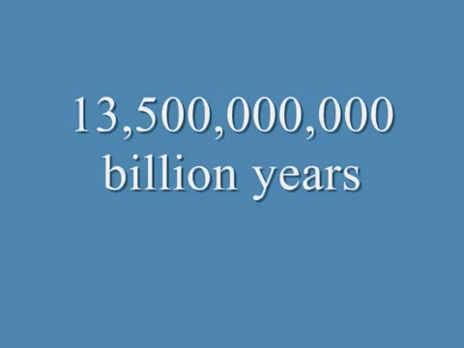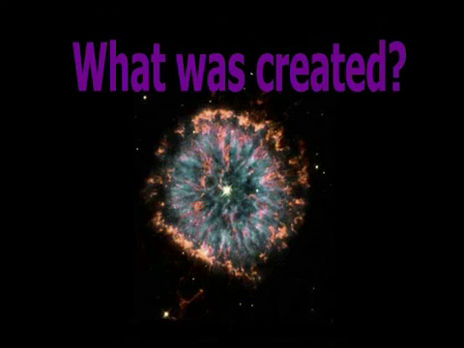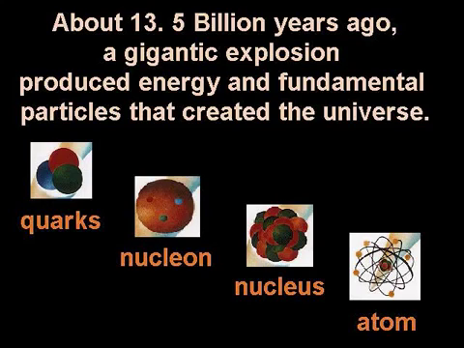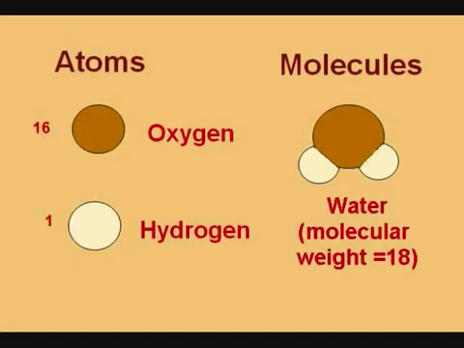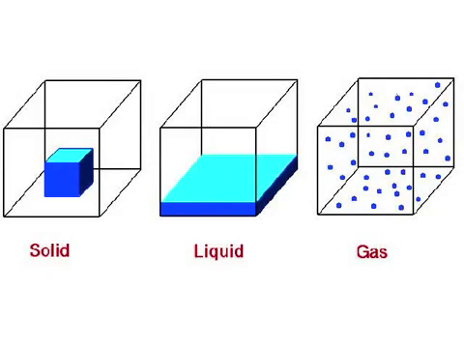Remember, in American English, 1 billion is 1 with 9 zeros. So what was created 13.5 billion years ago? I said all the energy and fundamental particles were created. These particles in physics are called quarks. Quarks make up protons, neutrons, and electrons, which form atoms. Atoms make molecules. Molecules make solids, liquids, and gases, things that make up the Earth.